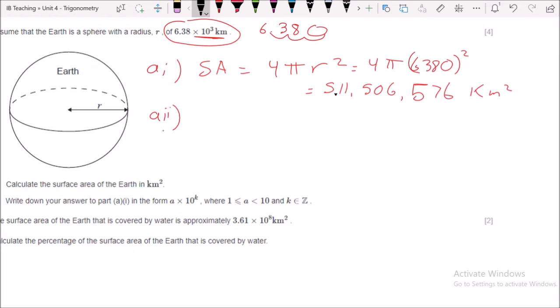And so how far does it need to move? Well, it's right down here at the end. So 1, 2, 3, 4, 5, 6, 7, 8. So I'm going to get, and we're going to do a little bit of rounding here, we're just going to keep 3 digits: 5.11 times 10 to the 8th square kilometers.